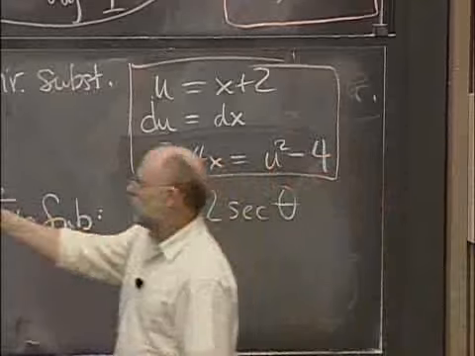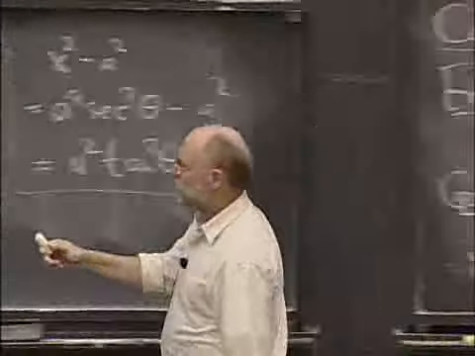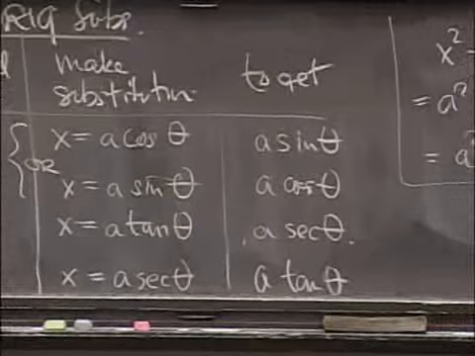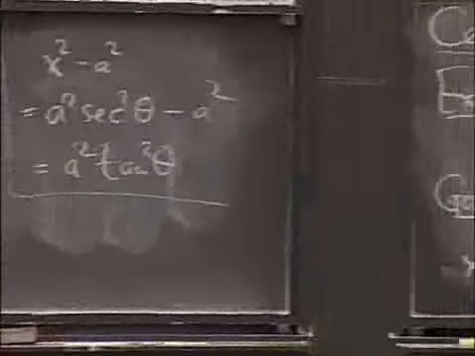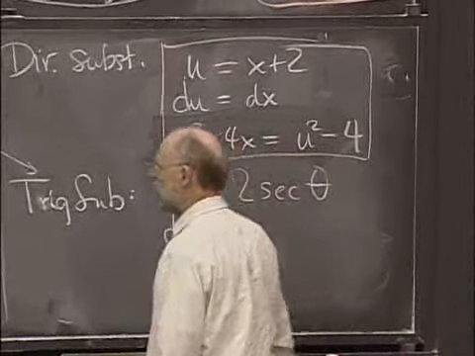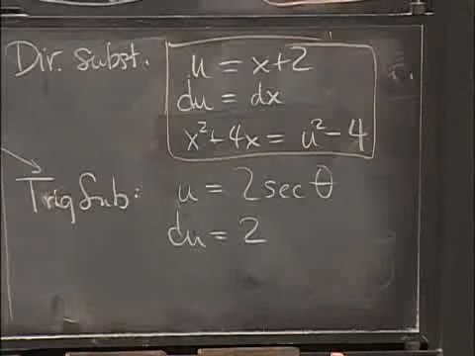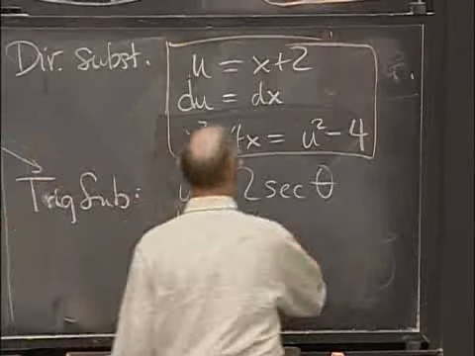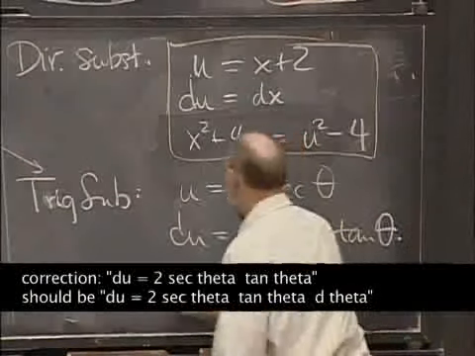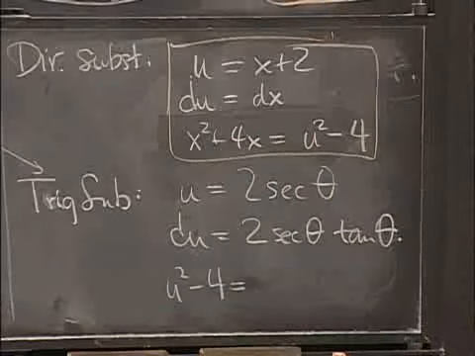Okay? This is a lookup table process. I see this square root of u squared minus 4. I see that that's of this form. I'm instructed to make this substitution, and that's what I just did. Let's see how it works out. So that means the du is 2, okay, what's the derivative of the secant? Secant tangent. So du is twice secant theta tangent theta.